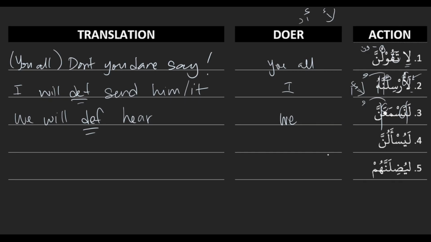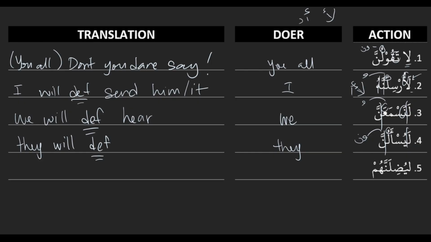Okay, number 4. لَيُسْأَلُنَّ. So there's lam of emphasis at the beginning and noon of emphasis at the end. And then the u tells us it used to be una. So our beginning is ya, our ending is una, which tells us they. So our embedded doer is they. And then how are we going to translate? They will definitely ask. Good. They will definitely.